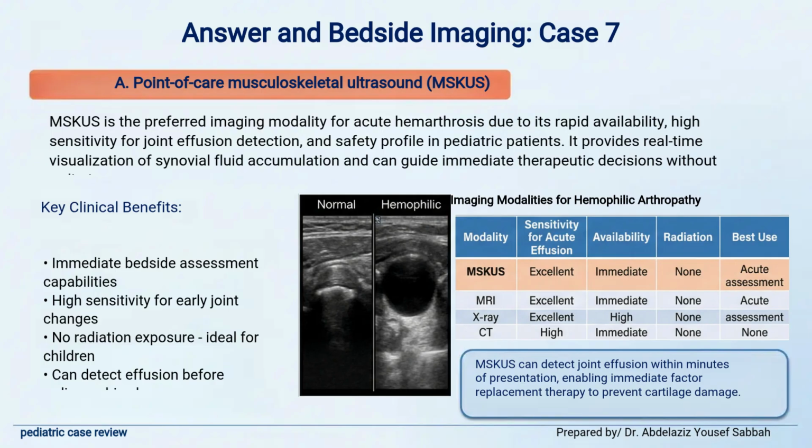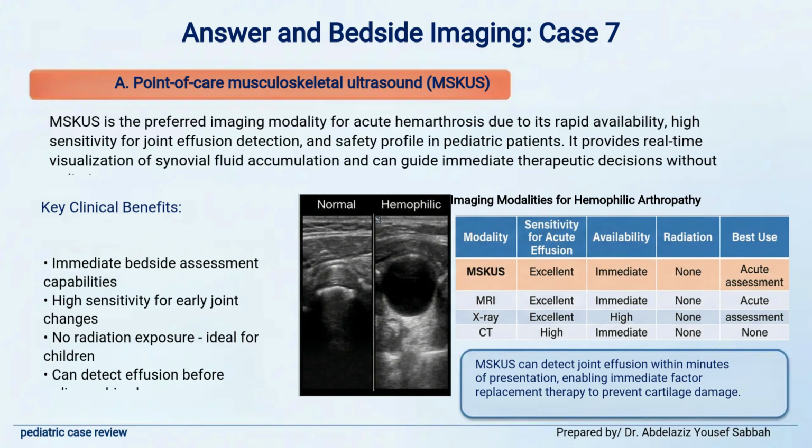Musculoskeletal ultrasound is the preferred imaging modality for acute hemarthrosis due to its rapid availability, high sensitivity for joint effusion detection, and safety profile in pediatric patients without radiation exposure. It provides real-time visualization of synovial fluid accumulation and can guide immediate therapeutic decisions.